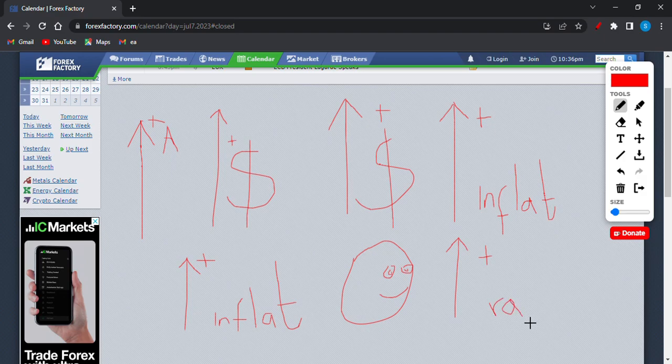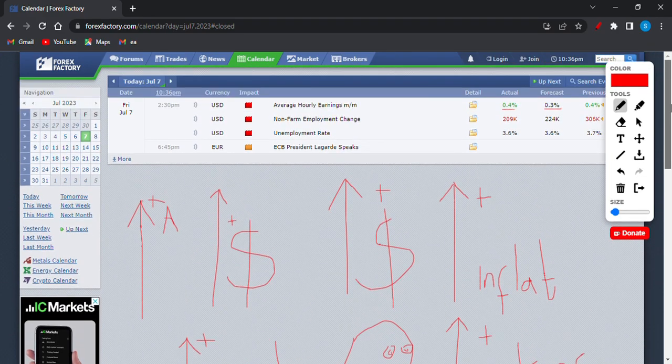So the interest rates are increased by the monetary policy or monetary banks. Okay, so this is what this means.